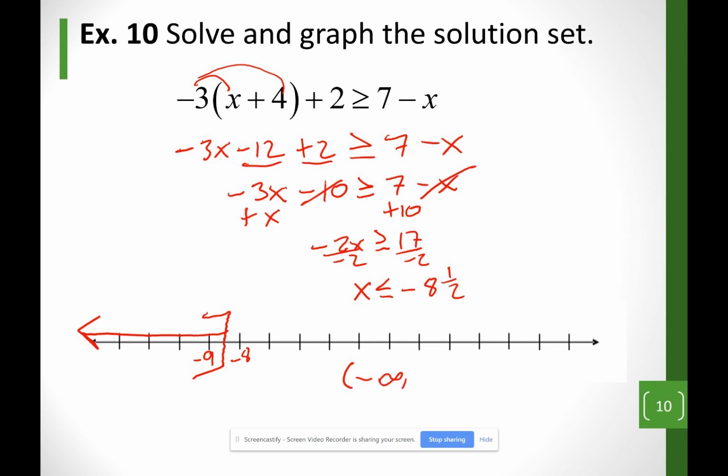Then I ask you, how far right do you go? And we go as far right as negative 8.5 or negative 17 over 2, however you're going to call it. So I go as far right as negative 8.5, but this has a bracket. Infinities are always parentheses. Now your other numbers, if it has that or equal to sign, it's a bracket. Otherwise, it's also a parenthesis.